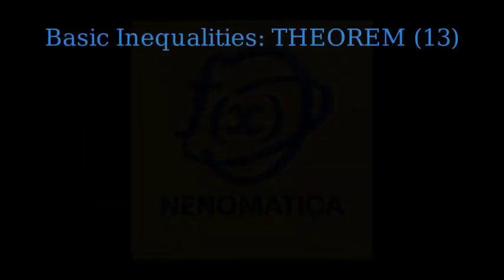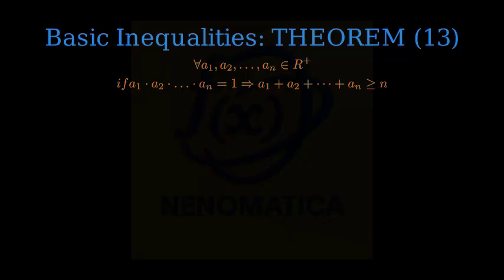Today we're going to explore an important theorem in mathematical inequalities and understand its proof step by step. Let's begin with the theorem statement. For all a1, a2, and so on up to an, where each a is a positive real number, if the product of all these numbers equals 1, then the sum of all these numbers is greater than or equal to n. Now, let's see the proof of this theorem.